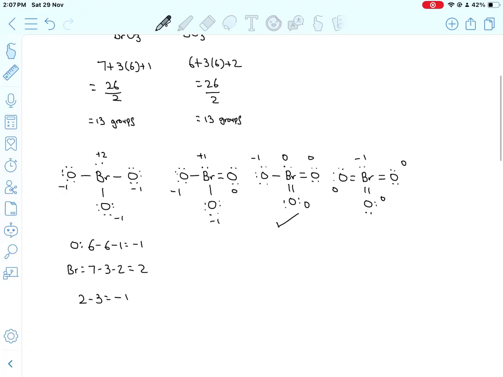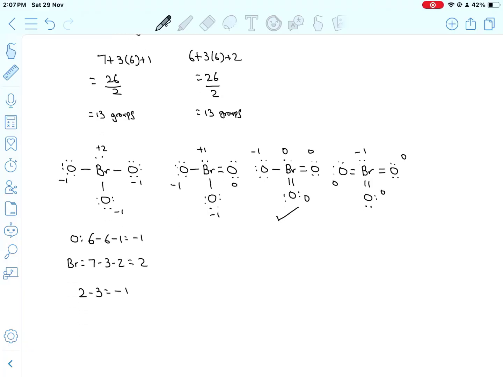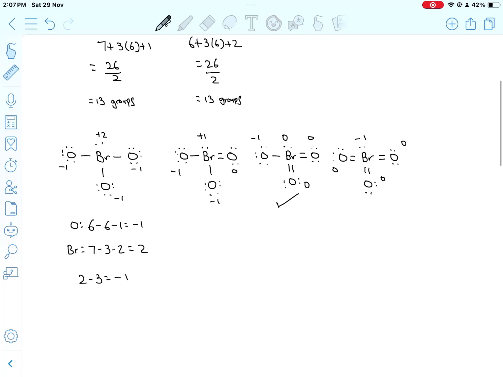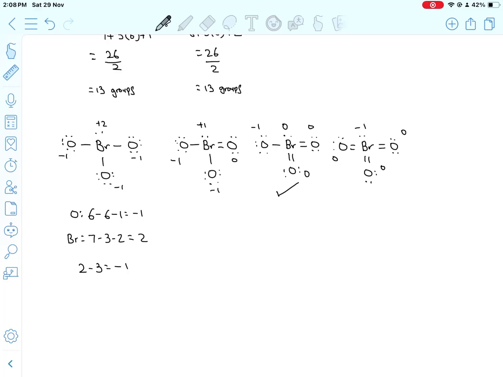Okay, so after you've drawn your resonance structures, the next step is to identify which is the most probable one. You do that through formal charges. To calculate formal charge, it is basically your valence electrons minus your lone pair electrons minus half of your bonding electrons. So for oxygen, you have 6 valence electrons, minus 6 lone pair electrons, and minus half of the bonding pair, which is 1, which gives you a net of minus 1.